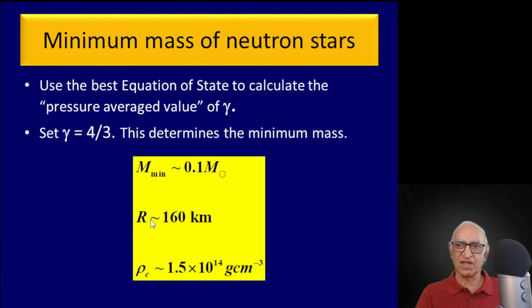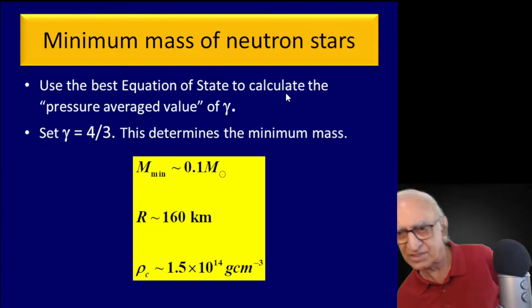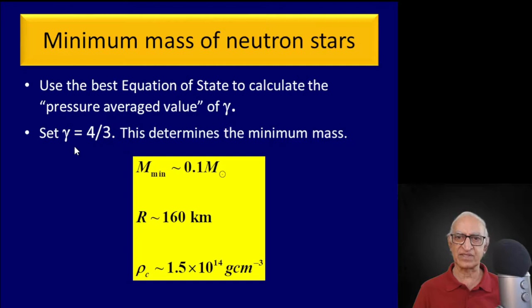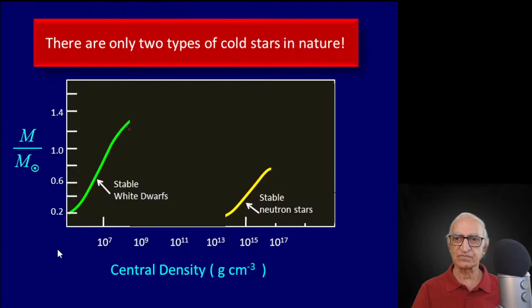Now, if you use the best equation of state available today and calculate the average value of gamma, the ratio of specific heats, and set gamma equal to 4/3, you get a minimum mass of around 0.1 solar mass. In other words, you cannot have a neutron star whose mass is less than 0.1 solar mass. Its radius will be quite big, 160 kilometers, and its density will still be significant, comparable to nuclear density. This is why there are only two branches of stable neutron stars. There's nothing in the middle, because gamma is less than 4/3, and the neutron star itself cannot decay back to a white dwarf.